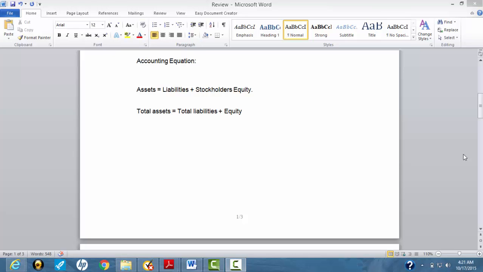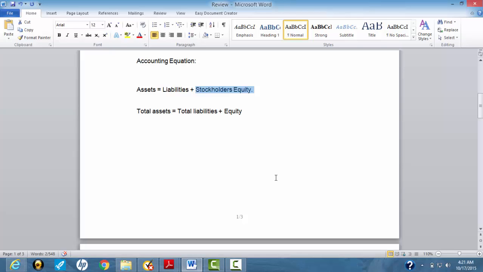In this recording, I will be analyzing questions that cover introductory financial accounting concepts. Let me start with the accounting equation. Now, the accounting equation is simply stated as assets equal the liabilities and stockholders' equity.